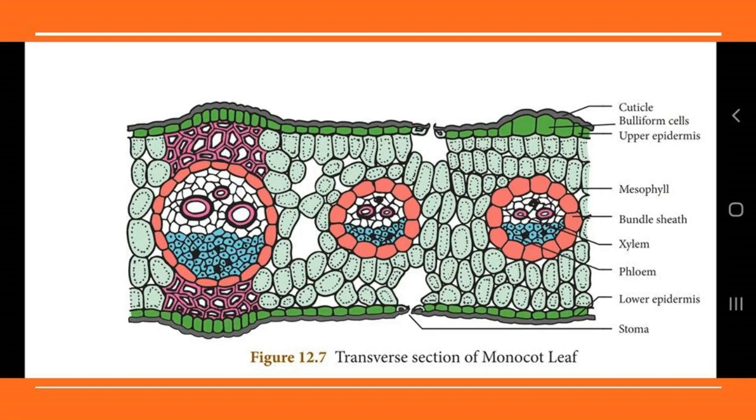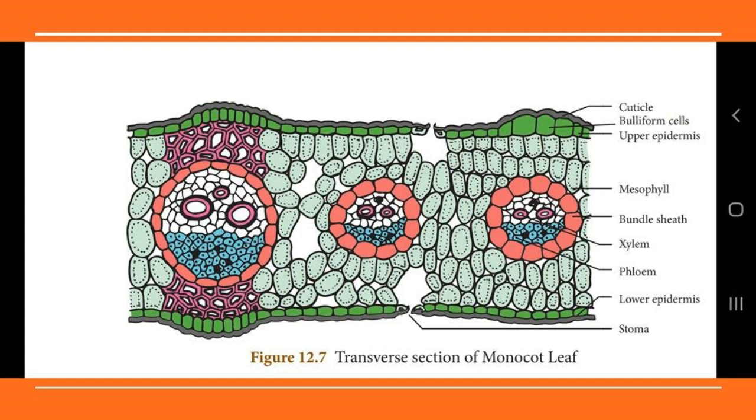Now we are going to see the transverse section of a monocot leaf. It reveals the following structures: epidermis, mesophyll and vascular bundle. Epidermis: a monocot leaf has upper and lower epidermis. Epidermis is made up of parenchyma cells. Cuticle is present on the outermost wall. Stomata are present in both the upper and the lower epidermis.